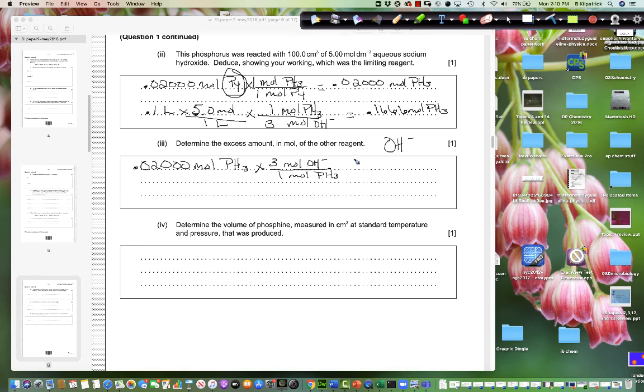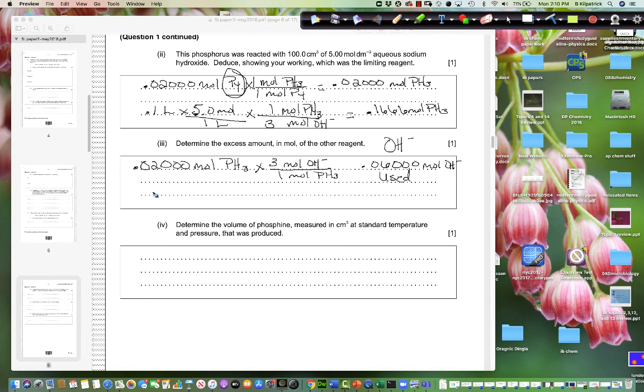All right, so that's going to be 0.06. So remember, this is not your answer. This is how much was used. And it would still be true if you had started with your limiting reagent. That is how much is used during this chemical reaction.